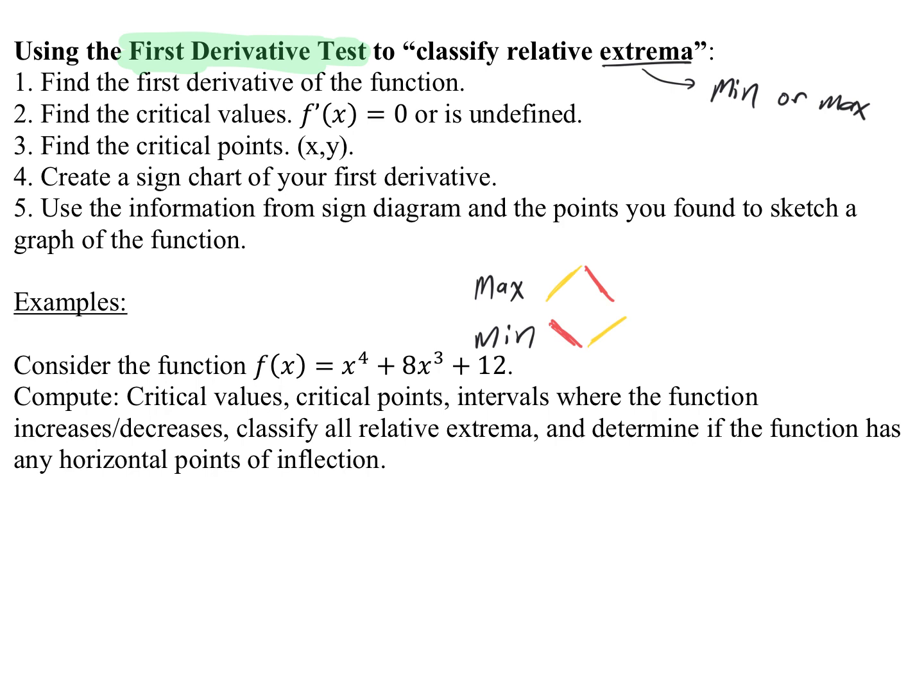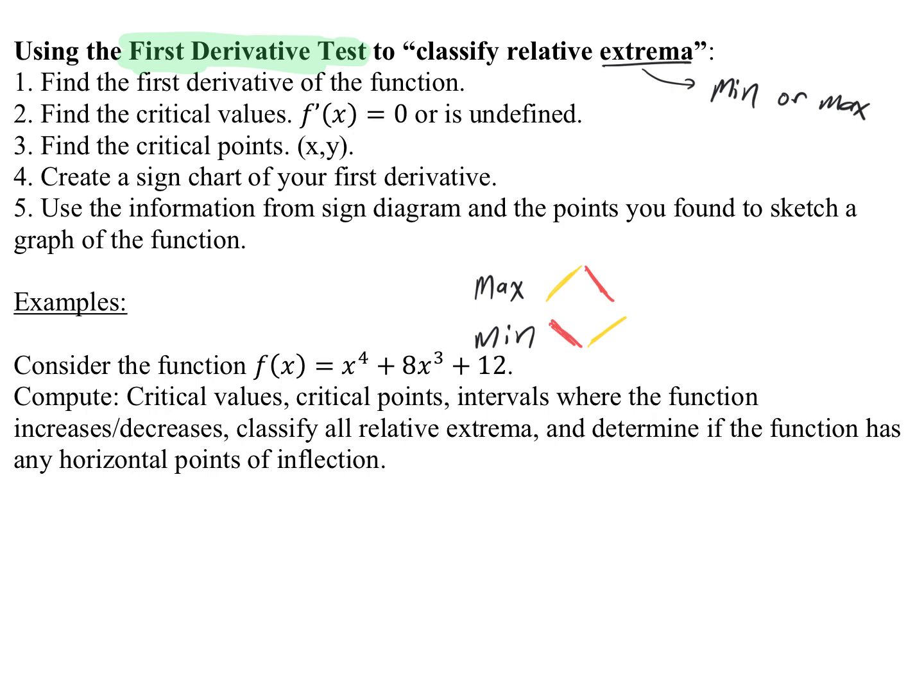Okay, so what would the process be? How would we analyze a function to determine if we have relative extrema or not? What we do is we start by finding the first derivative. After you have found the first derivative, you're going to find critical values. You're going to set it equal to 0, figure out any x value where that is possible. And in some situations, you might see that there are certain x values where your function is undefined, and those would be critical values as well.